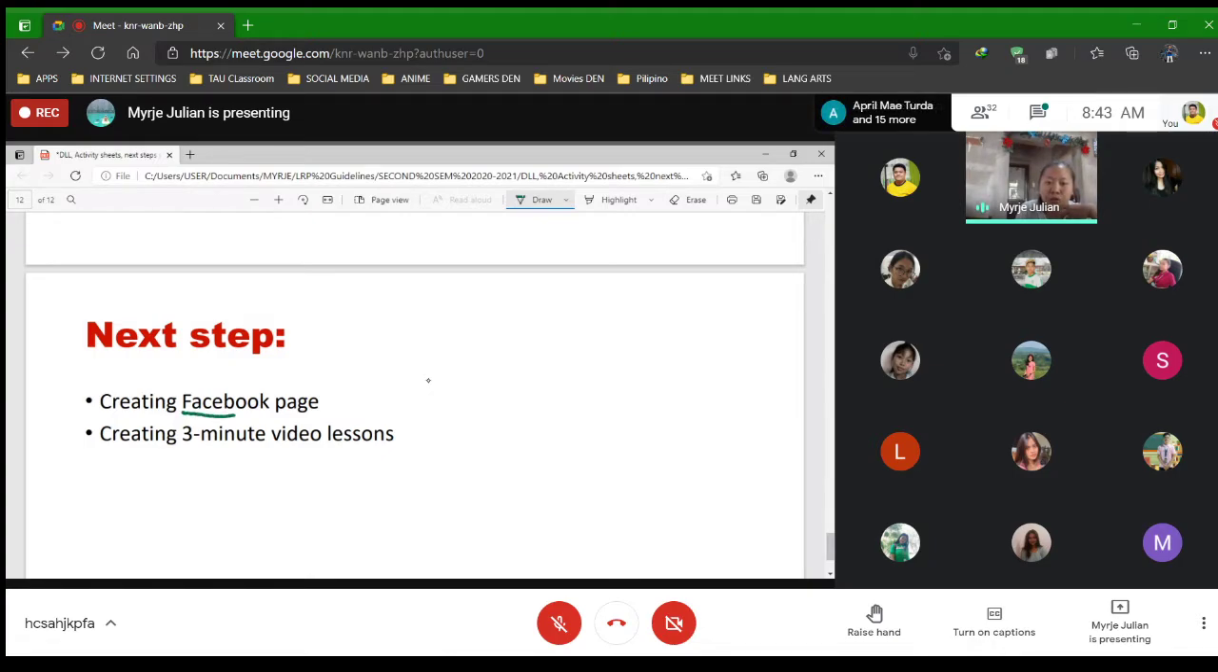Kumbaga, mag-assign ako ng folder or ng subgroup for your video lesson and then another group for your DLL. Pwede ba yun? Or hindi siya pwedeng i-organize? Basta lagay lang ng mga information doon. Oh, sige. Siguro i-explore ko na lang kung anong pwede kong gawin doon.